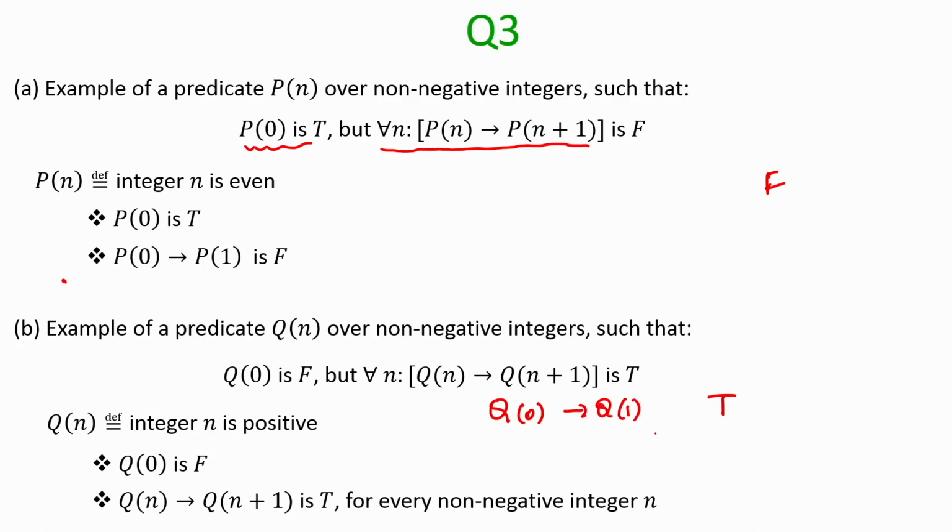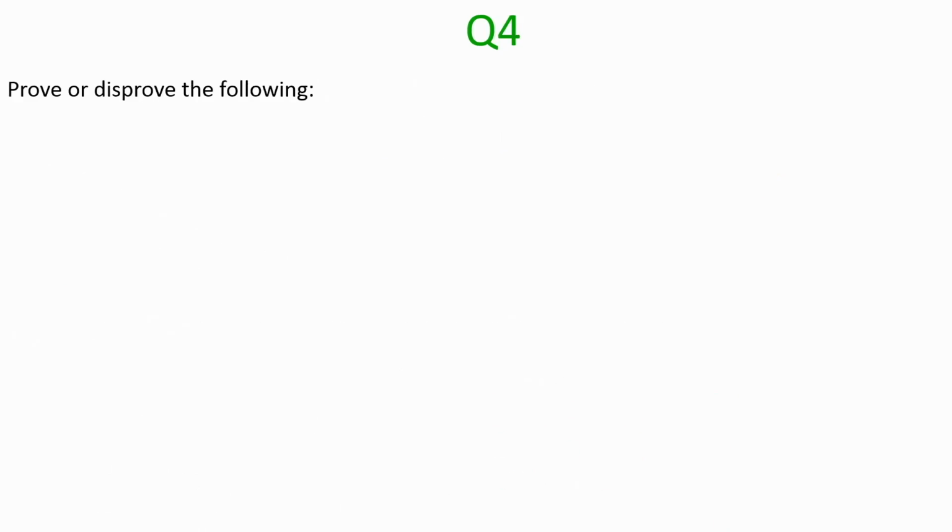So, this proposition is false, but it turns out that q of 0 implies q of 1 is true, because q of 0 is false. False implies anything is true, and now any statement of the form q of n implies q of n plus 1 will be true. That means now I can say that this universal quantification is true.